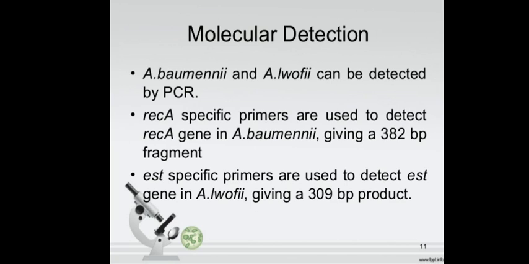The molecular detection of these organisms can be done by the PCR technique, or polymerase chain reaction, where specific primers like recA are used to detect the recA gene in Acinetobacter baumannii. By using these specific primers in the PCR technique, the presence of different species of Acinetobacter can be easily detected.